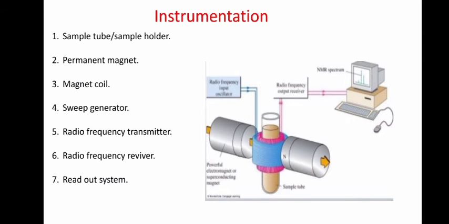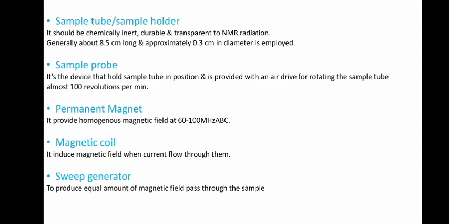Instrumentation: sample tube, sample holder, permanent magnet, magnet coil, sweep generator, radio frequency transmitter, radio frequency receiver, readout system. Sample tube, sample holder: it should be chemically inert, durable and transparent to NMR radiation. Generally a tube about 8.5 cm long and approximately 0.3 cm in diameter is employed. Sample probe: it is the device that holds the sample tube in position and is provided with an air drive for rotating the sample tube at almost 100 revolutions per minute.